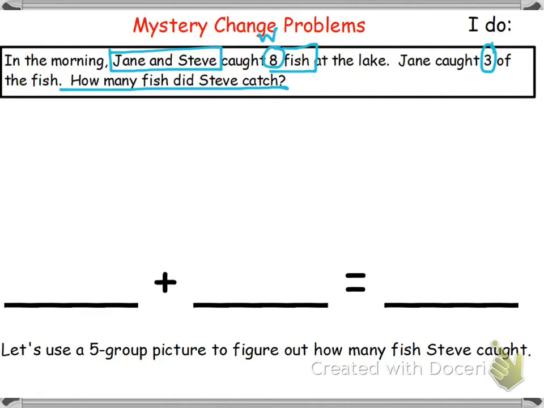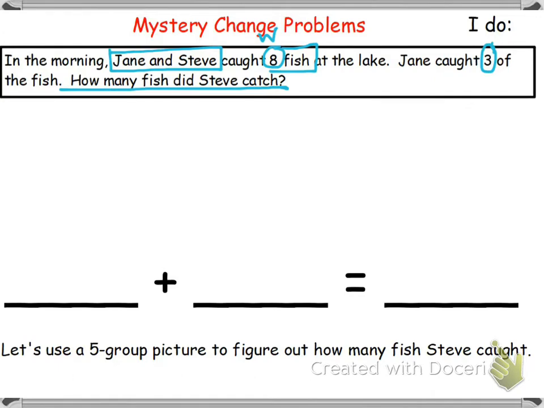Now, it doesn't really tell us that Steve caught some. We already have to know that because that's in the question. How many fish did Steve catch? Well, it didn't tell us. We have to figure that out. So we don't have anything to box in really right now for Steve.